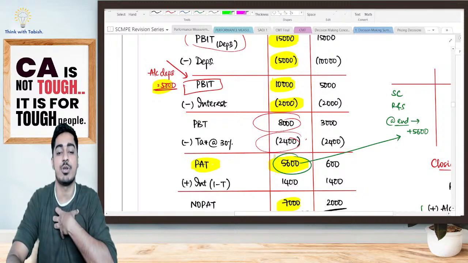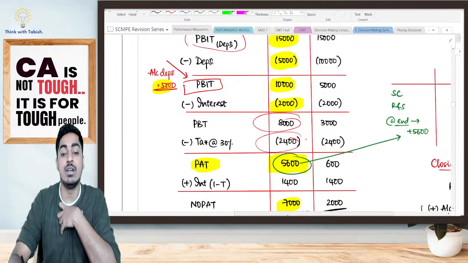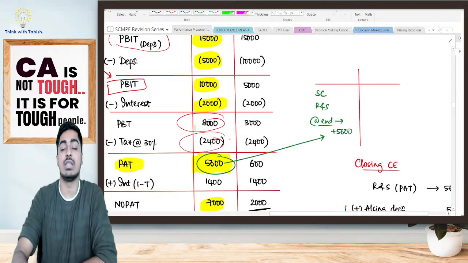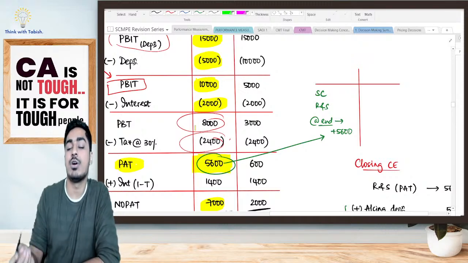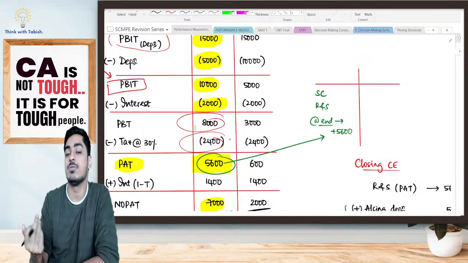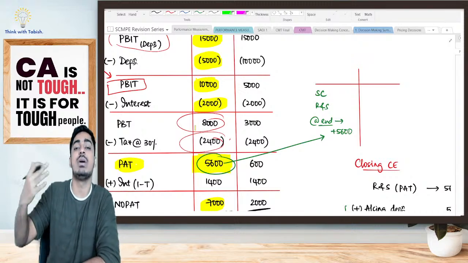In the books, what is my profit after tax? 5,600. Is it clear? Now what I will do by end of the year, my year is over, I've prepared my financial statements. I've got my profit after tax. What will I do with this profit? This profit I will add to my retained earnings.